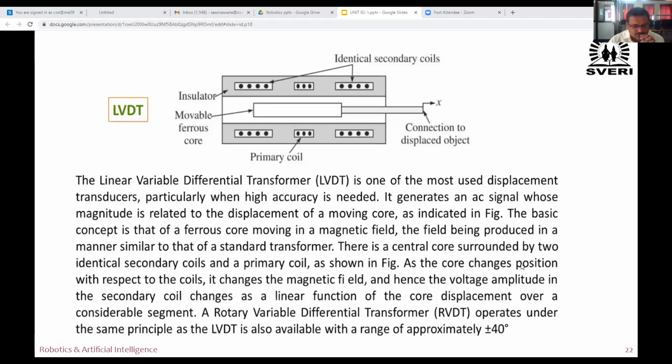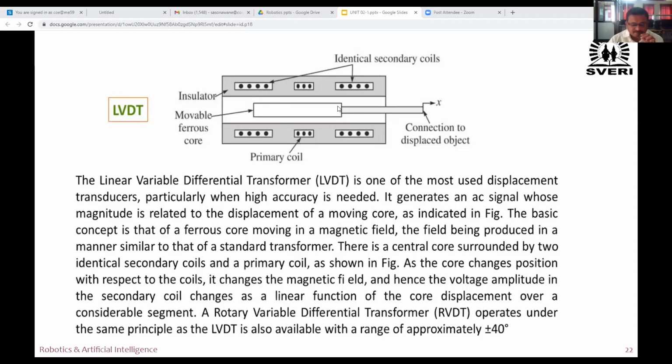This is the magnetic core, the ferrous magnetic core. It is surrounded by the primary coil and secondary coil. As the core changes position with respect to the coils, it changes the magnetic field, and hence the voltage amplitude in the secondary coil changes as a linear function of the core displacement over a considerable segment.